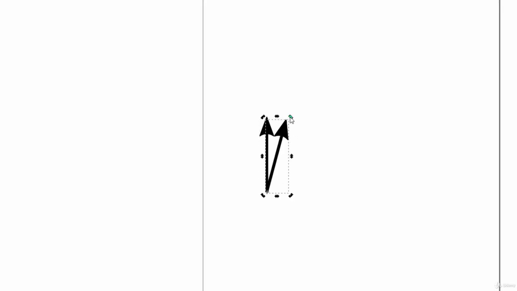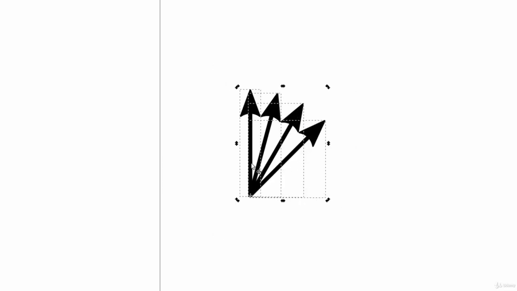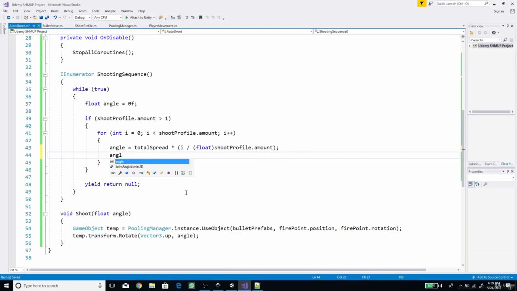So if we have more bullets, let's say 4, then if we don't shift the rotation, it will look like this. The bullets will only spread slightly to the right. So when shooting, we need to shift the angle to compensate for this. Let us decrement the angle value by the value of total spread divided by 2.